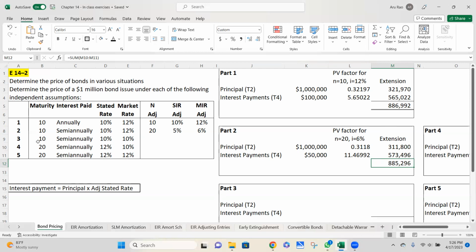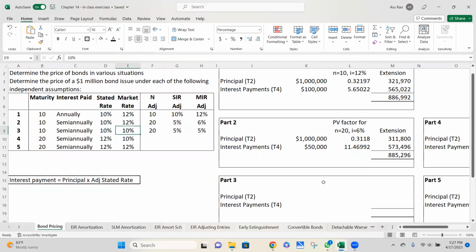Now let's look at a situation where it's 10 years, semi-annual payment, stated interest rate is 10%, market rate is 10%. I really don't need to go through any calculations. What I do know is it should issue at face value because stated and market rate are exactly the same. But let's go through the motions of doing all the calculations. I'll pay interest 2 times a year, so a total of 20. Since it's semi-annual, the stated rate is adjusted down to 5, and the market is also adjusted down to 5 from the 10 that we have over here.